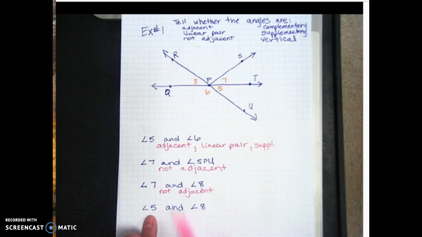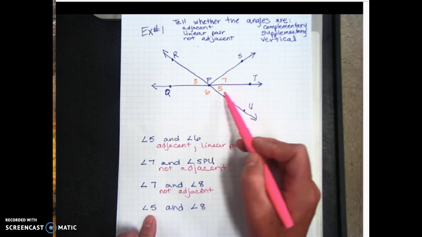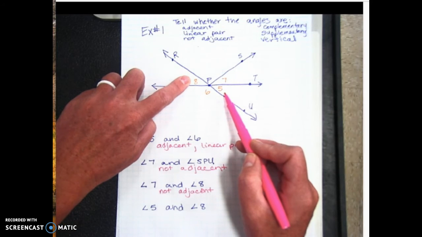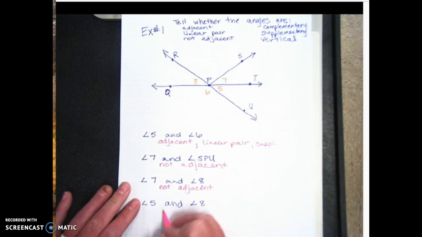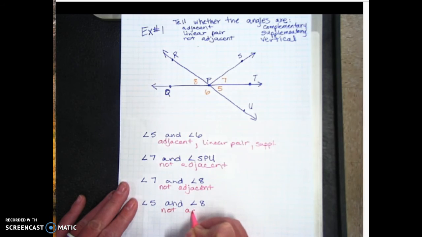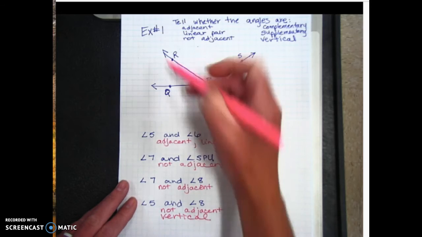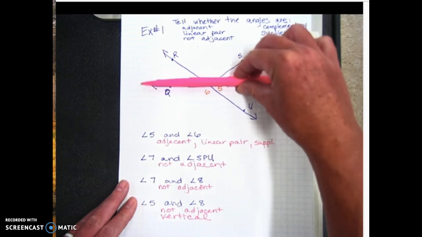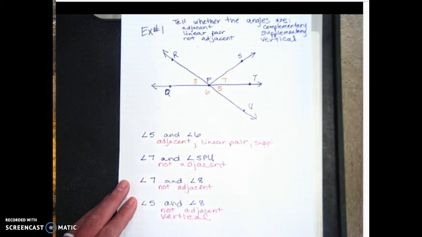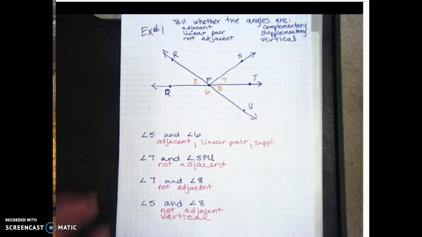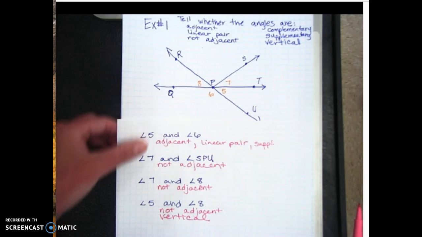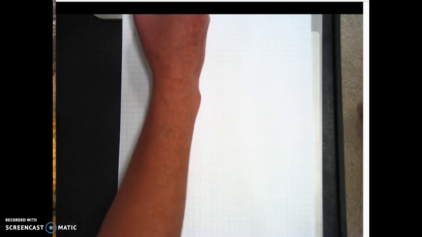All right. How about angle 5 and angle 8? Here's 5 and here's angle 8. Are they adjacent? No, they're not adjacent. But in this case, they're one more thing. Who sees it? They are vertical, because they do make that X. Here's one side of the X, here's the other side of the X. So 5 and 8 are vertical. All right, any questions on that? All right, one more example. That would be example number 2.